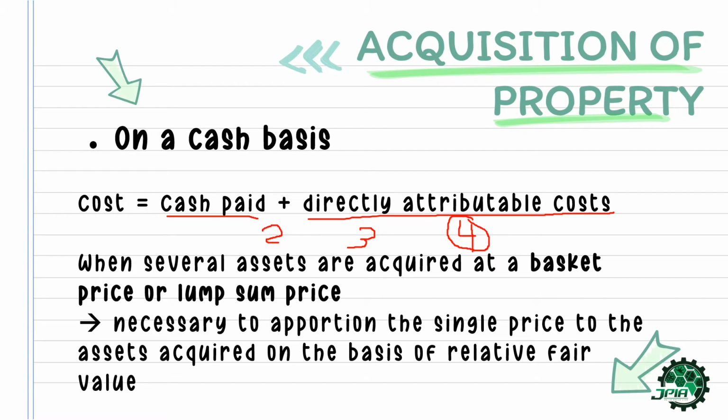This 4 million is for the two assets, but we need to find out how much is the share of each asset in this 4 million. Therefore, we need to apportion this single price to the assets on the basis of their relative fair value. Meaning, we will use pro rata. So, that is how we get the cost on a cash basis.